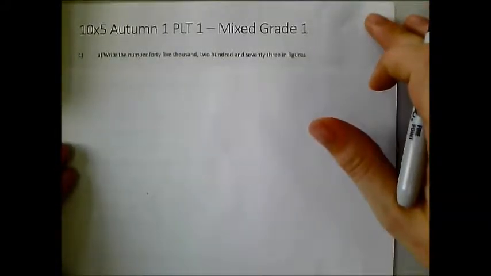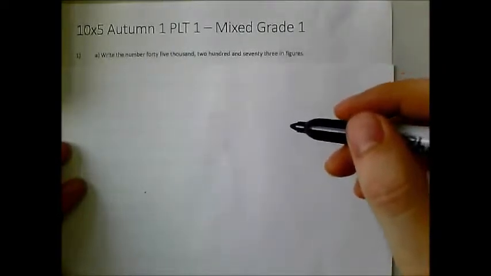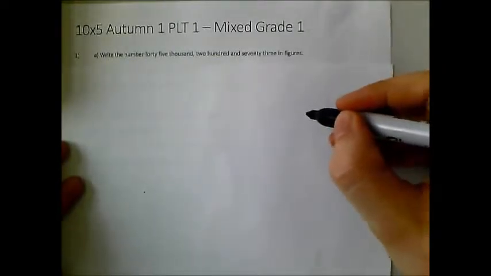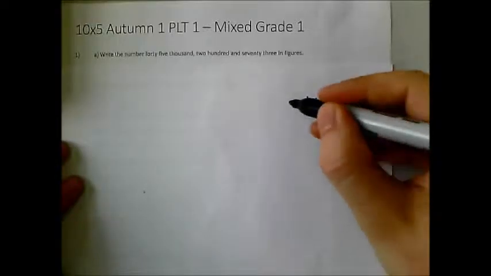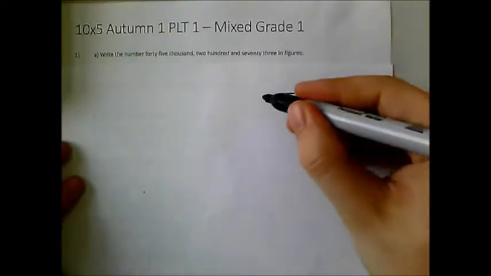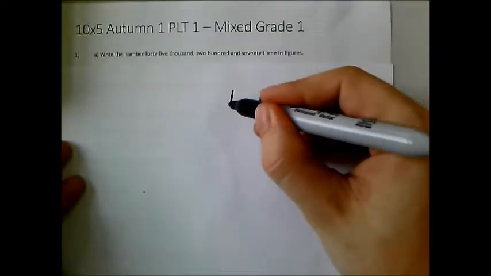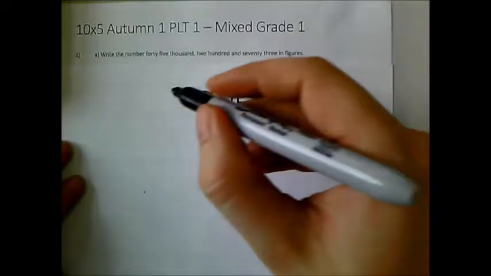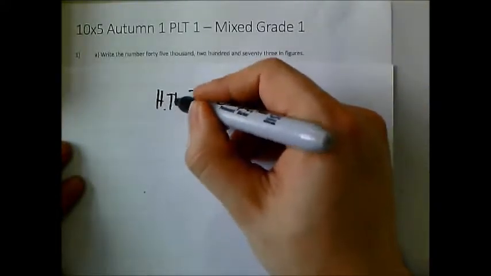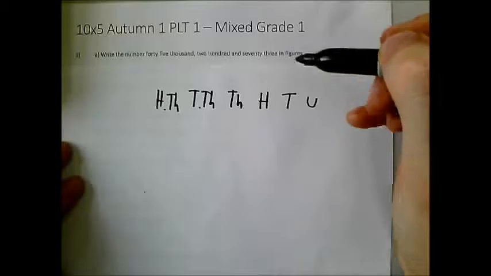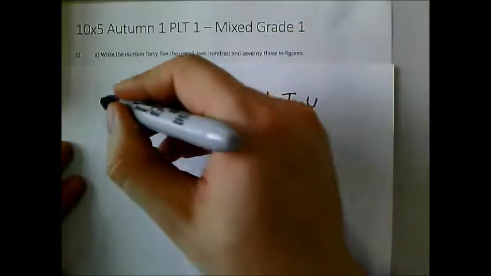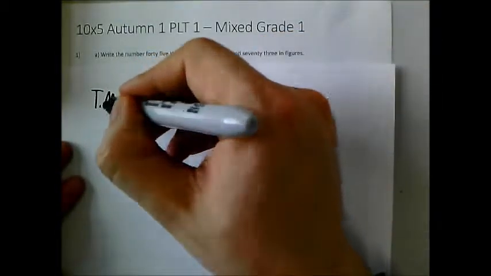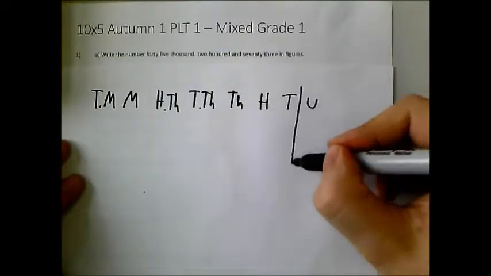Okay, let's look at question 1. I want to write down the number 45,273 in figures. The first thing I'm going to do is put in my place value table. So I've got units, then tens, then hundreds, then thousands, then tens of thousands, hundreds of thousands, then millions, and I'll just put in the next one, tens of millions, as well. Okay, so there's my place value table.